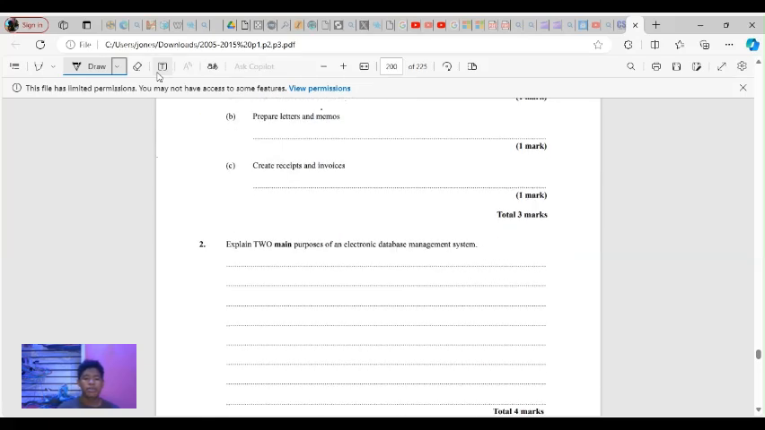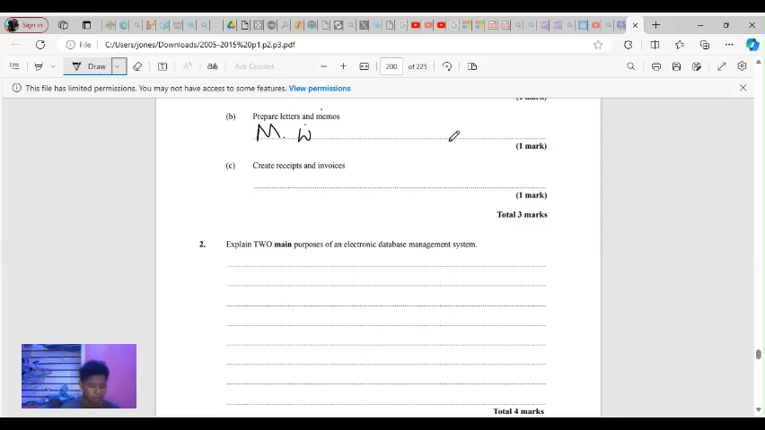So we have preparing letters and memos. When you think about preparing letters and memos, it's basically the basic of the basics. You need to prepare for CSEC. It would be Microsoft Word. Just put MW, because I don't have a course right now to write with. So Microsoft Word, MW. Please take this into consideration: M represents Microsoft and W represents Word.